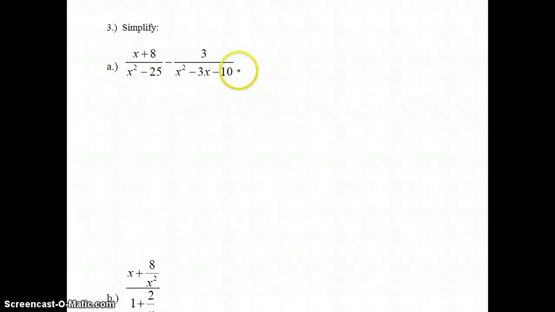I look at this and I realize these are not the same. So, let's break them down into their parts. X squared minus 25, well that's the difference of squares, x plus 5 times x minus 5. X squared minus 3x minus 10, well that's x minus 5 times x plus 2. Now, I've got them broken down into their factors.